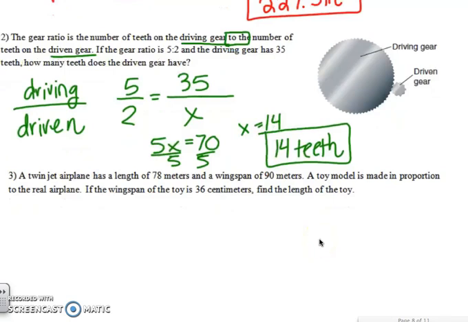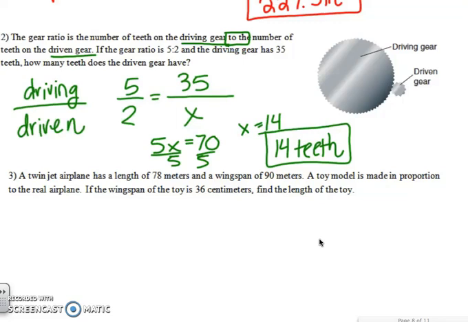On number 3, you have a twin jet airplane that has a length of 78 meters and a wingspan of 90 meters. Okay, so that's the big airplane. Then we have a toy model that is made in proportion to the real airplane. The wingspan of the toy is 36 centimeters, and I want to find the length of the toy. They didn't give me a ratio here. They just told me that it was proportional.